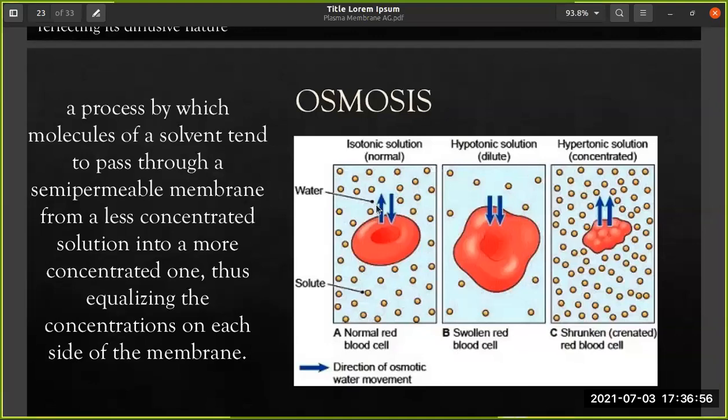Okay. So the water from inside goes outside. So this is what happens.